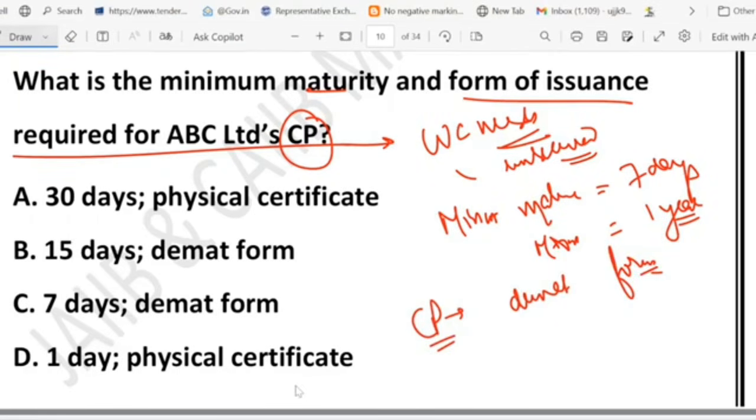Now let's look at the options. Option A says 30 days physical certificate. So 30 days is within the allowed range, but there is a problem: physical certificates are not the norm anymore, right?